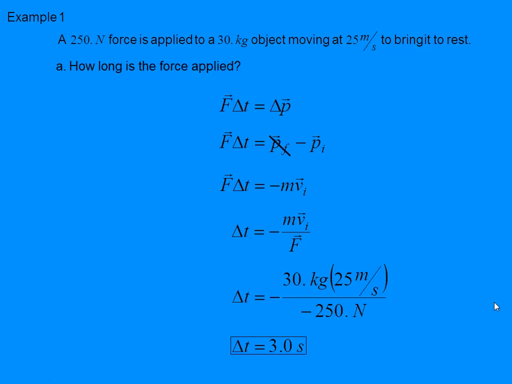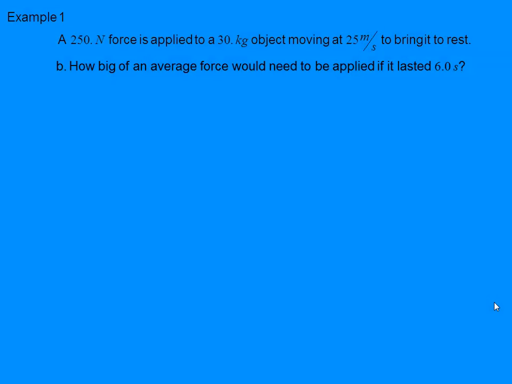So that's how long it would take the 250 Newton force applied to a 30 kilogram object moving at 25 meters per second to bring it to rest. And again here, notice we didn't have to do F equals ma, we didn't have to do a kinematic equation, which we actually don't have enough information for. We only know the initial and the final velocity. And so we would have a hard time doing it that way, but impulse change in momentum gets us there. Part B, what if the time lasted 6 seconds, twice as much time?